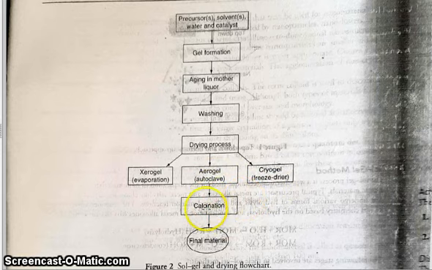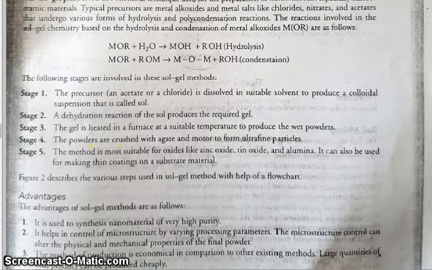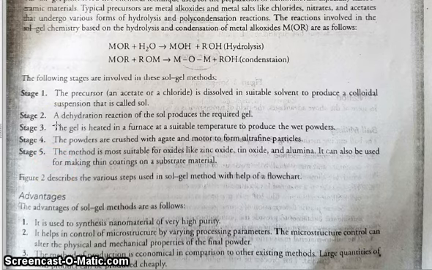Then after that there's a calcination process, and the final material is obtained at last, right? So this flowchart shows these different stages. First, the precursor is dissolved in a solvent to produce a suspension, a colloidal suspension, that is called sol or solvent solution, we can say. Then a dehydration reaction of the sol produces the required gel. It is in the gel form, it's much thicker than that.